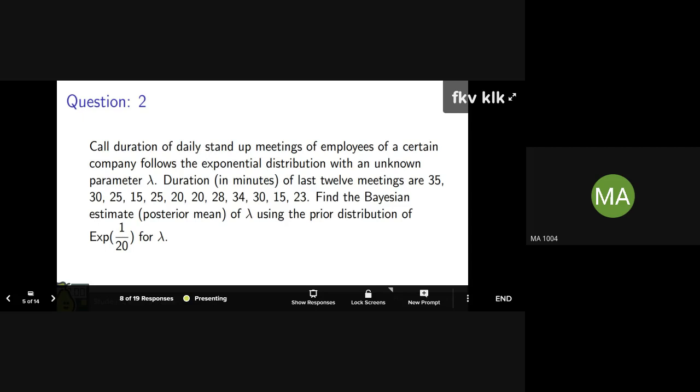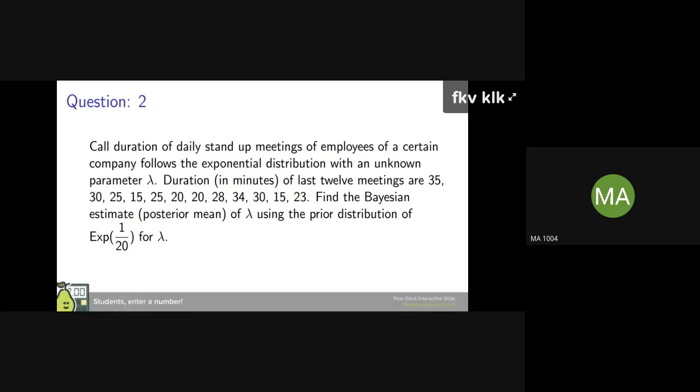So, what does the question say here? It is given to you that the call duration of daily stand-up meetings of employees follows the exponential distribution, where the unknown parameter is lambda. So you have a random variable X that denotes the call duration of daily stand-up meetings, and this X follows exponential lambda. Lambda here is an unknown quantity, so this is a parameter.